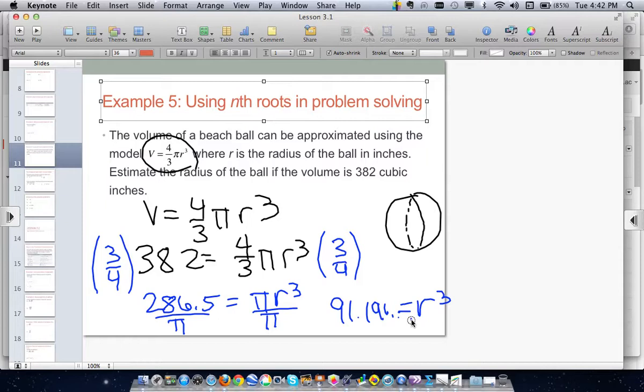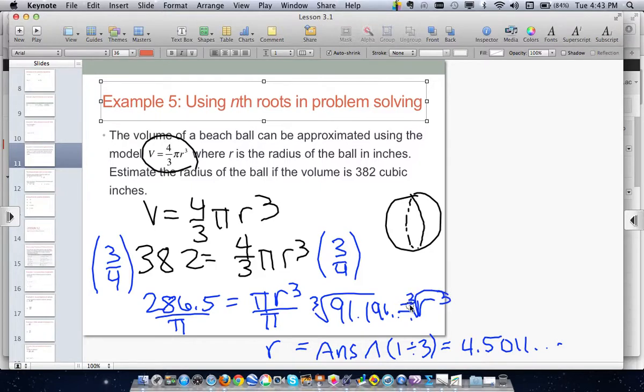Because now what I'm going to do is hit the caret button. Alright? And when I do that, it says Ans and then the caret button, because that's taking the answer to the previous question, which is that 91.1957, etc. It's taking that. So now parentheses, 1 divided by 3, close parentheses. Enter. And now I have a number, 4.5011, so on and so forth. Alright, and this is what r is equal to because I've taken the cube root of both sides.